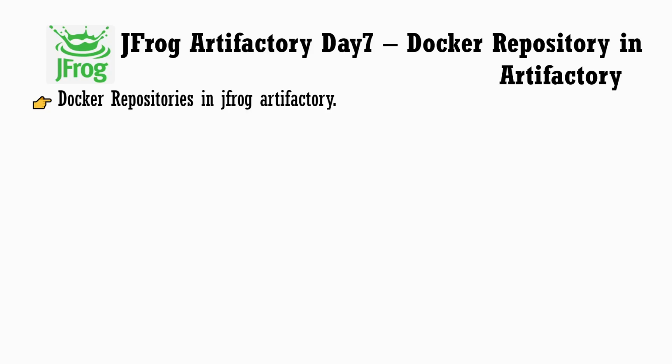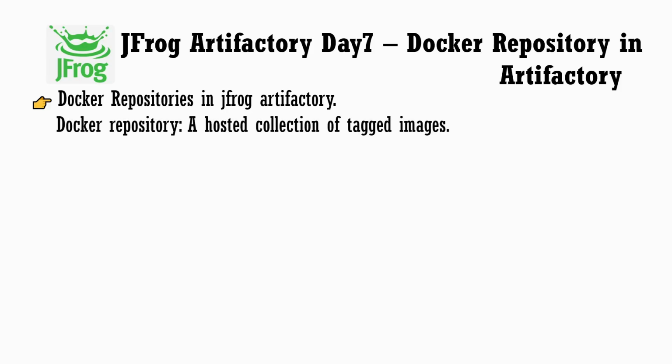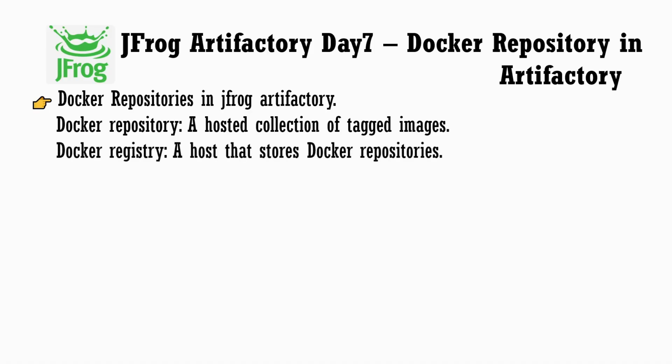What is the difference? Well, a Docker repository is a hosted collection of tagged Docker images. Each image represents a file system for a container. Whereas a Docker Registry is a server that stores and serves these Docker repositories, for example Docker Hub.